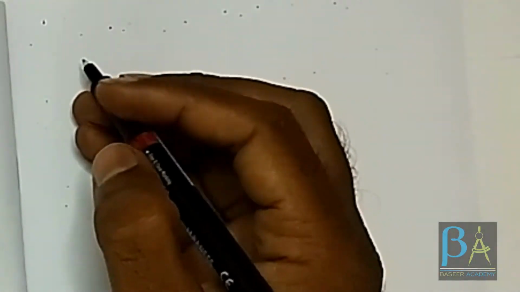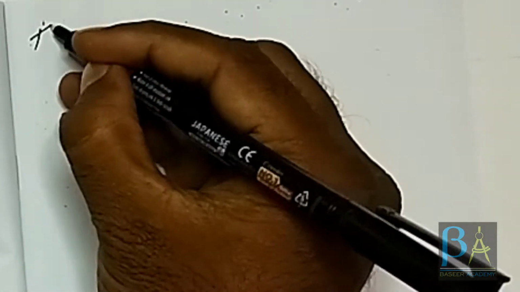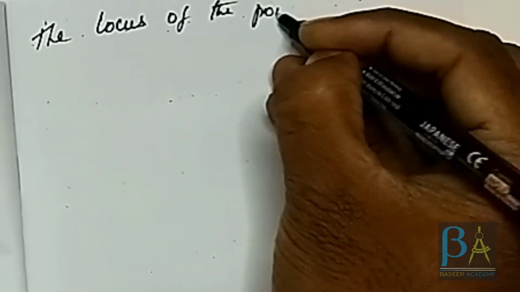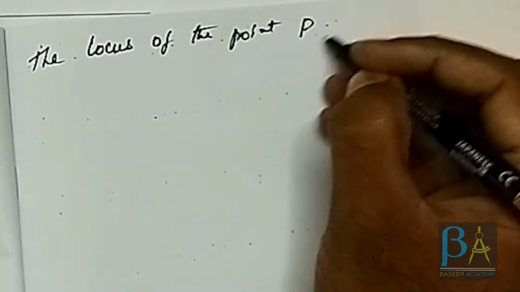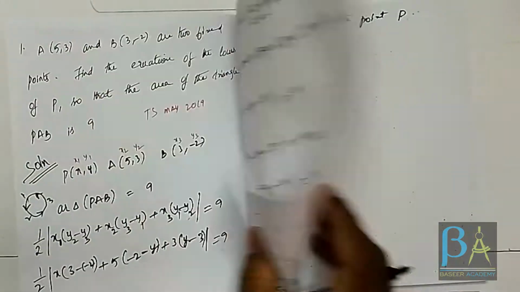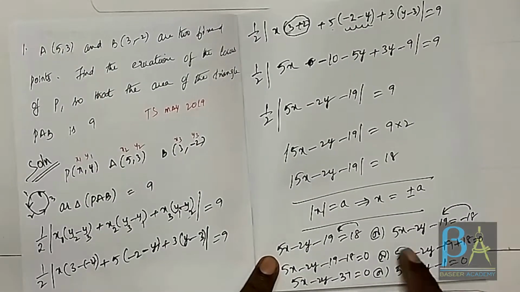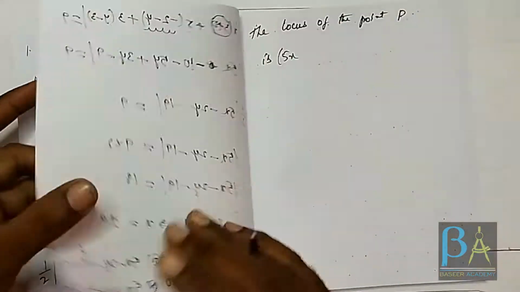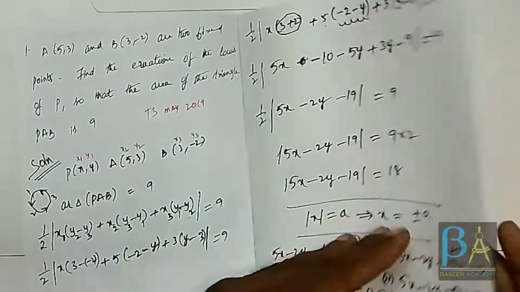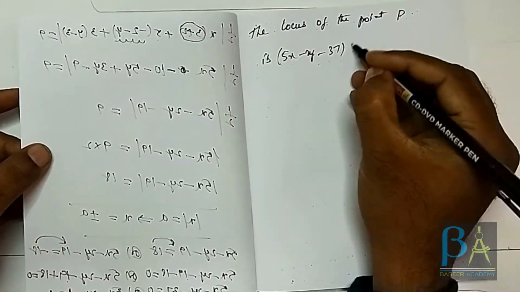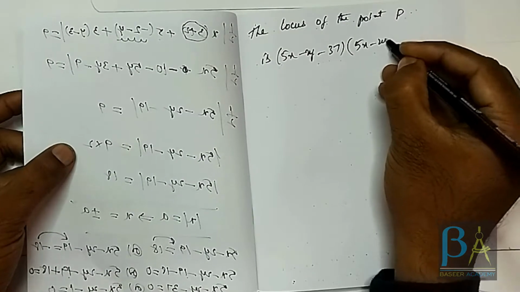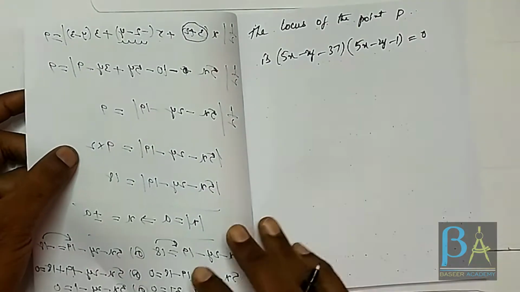So the locus of the point P is going to be this into this. So 5x minus 2y minus 37 into 5x minus 2y minus 1 is equal to 0.